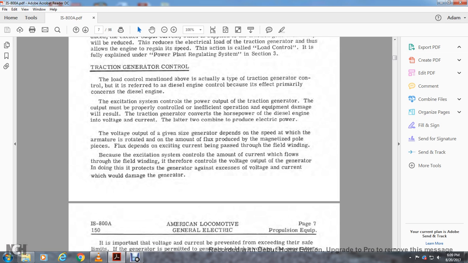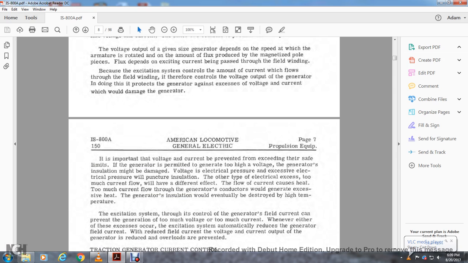The load control mentioned above acts on the traction generator, but I have referred to it as diesel engine control because the primary concern is the excitation system's control of the power output of the traction generator. The output must be properly controlled for efficient operation, or equipment damage will result. The traction generator converts the horsepower of the diesel engine into voltage and current, and the latter two combine to produce electrical power. The voltage output of the generator depends on the speed at which the armature is rotated and the amount of flux produced by the magnetized pole. The flux depends on the exciting current passed through the field winding, but the excitation system controls the amount of current flowing through the field winding, and therefore controls the voltage output of the generator, protecting it from excessive voltage and current which could damage it.